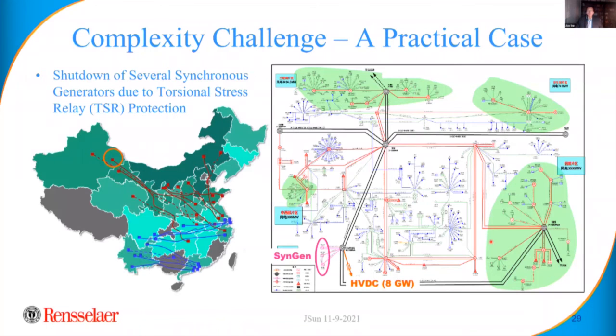Just to give you an indication of the practical complexity, this is the system I showed you before, which I worked on in 2015, 2016. This is a simplified single line diagram showing the local AC network. I want to highlight a couple of things. There is this HVDC converter on the lower left corner, 8 gigawatts. That's a classical HVDC, plus or minus 800 kV, transmission over 2,000 kilometers.